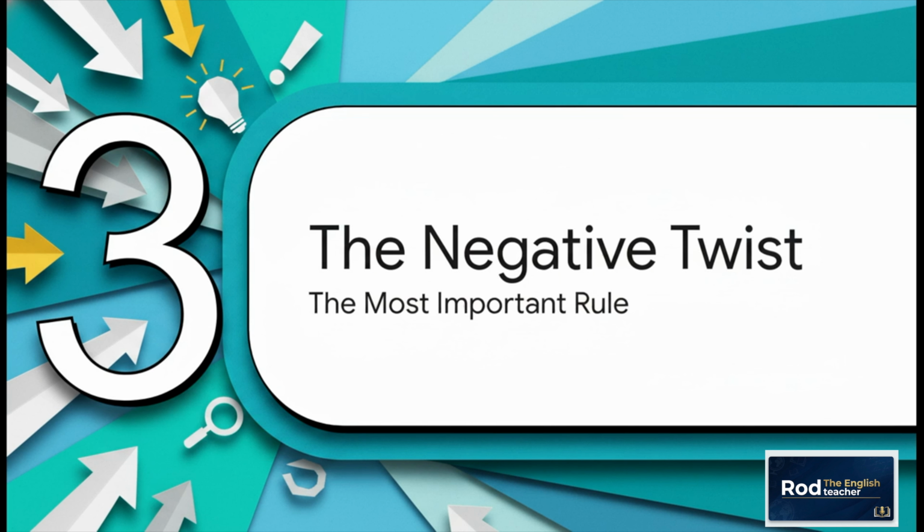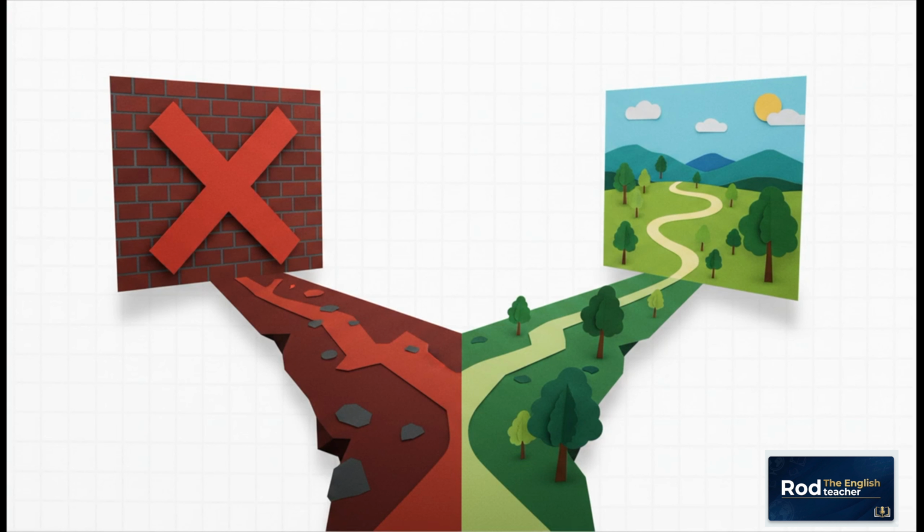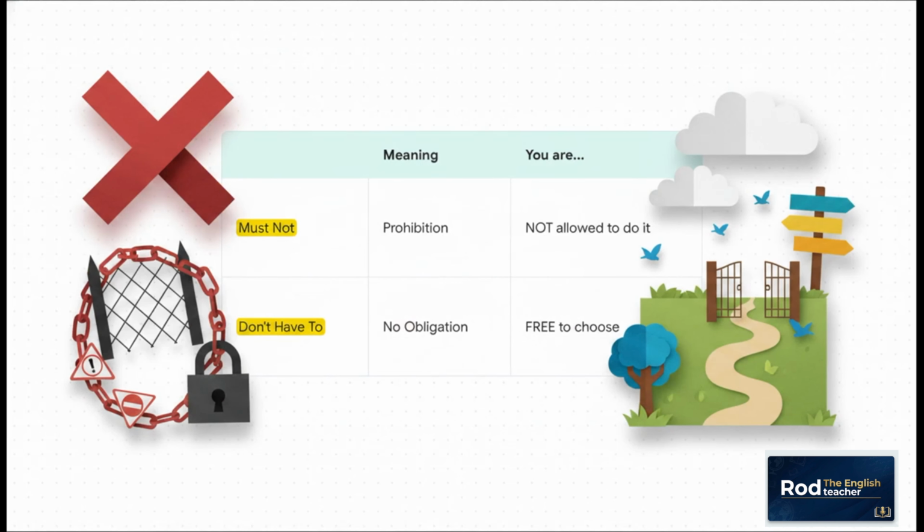So we've covered the basics, but now we are getting to the single most important rule in this entire explainer. Seriously, if you only remember one thing from our chat today, make it this. Okay, here's the crucial part. When you make these words negative, must not and don't have to don't just mean something a little different, they mean the complete opposite. This is a huge deal, and it's where most people get tripped up. Let's look at this table. It lays it all out.